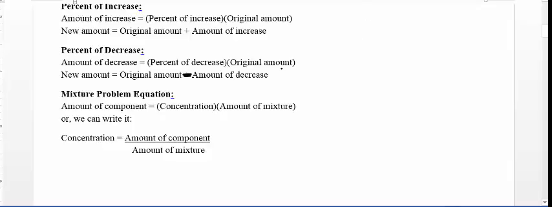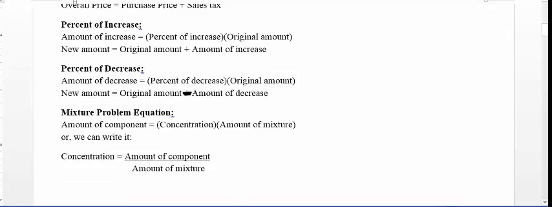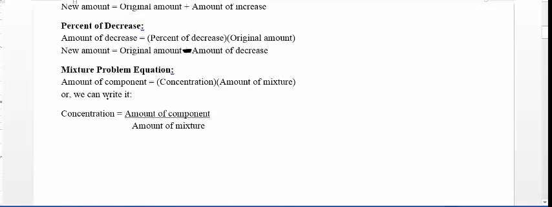In mixture problems, I'm interested in concentration. Concentration is sometimes given as a percentage, and that's multiplied by the amount of mixture to tell me how much of a component I have in that mixture. Sometimes to find concentration we write it as a fraction. The amount of component is divided by the amount of mixture to get that fraction.